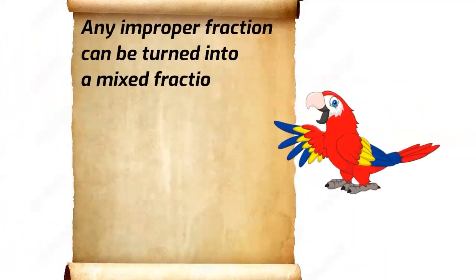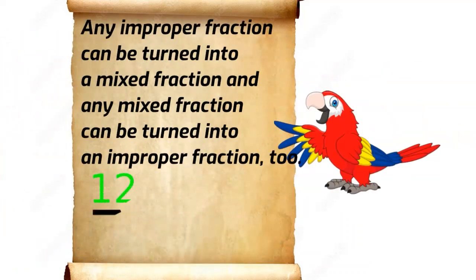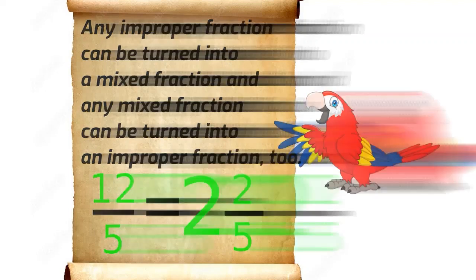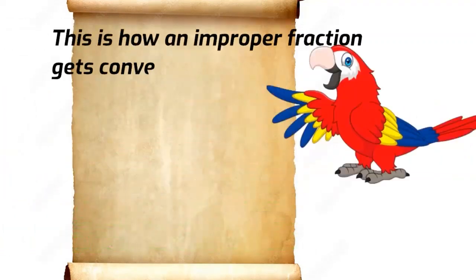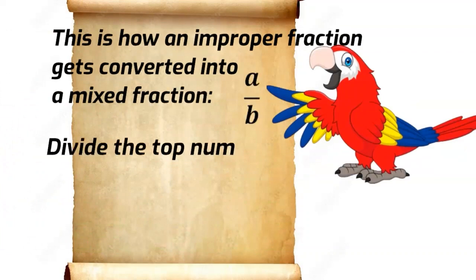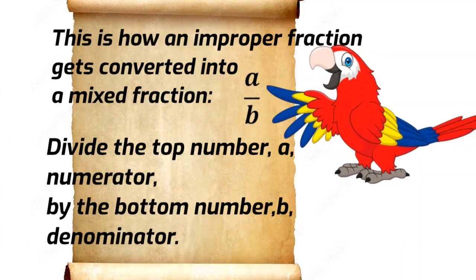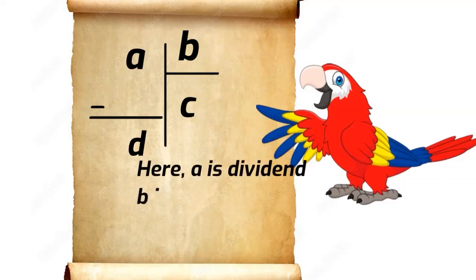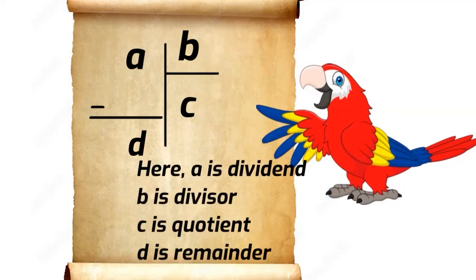Any improper fraction can be turned into a mixed fraction, and any mixed fraction can be turned into an improper fraction, too. Let me show you how to convert an improper fraction into a mixed fraction. Simply, begin by dividing our numerator a by our denominator b. Here, a, our numerator, becomes the dividend, and b, our denominator, becomes the divisor. Let's denote the quotient by c and the remainder by d.